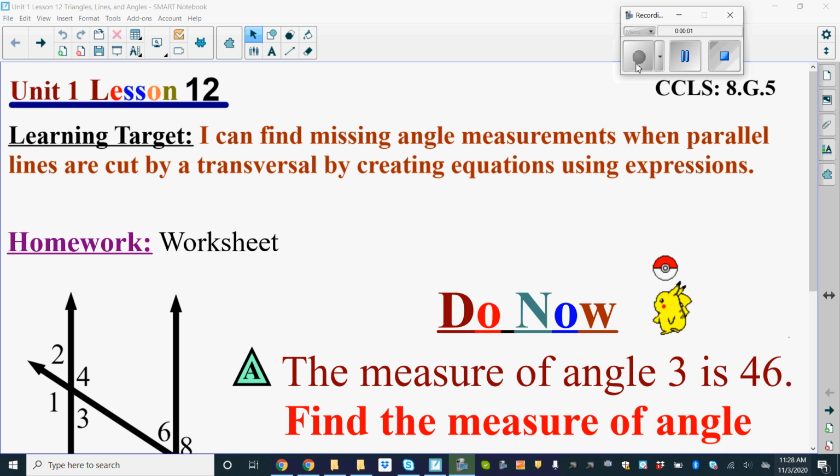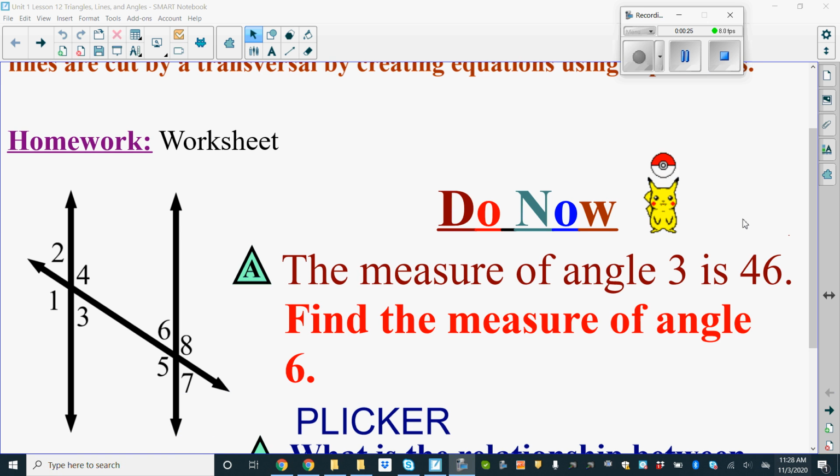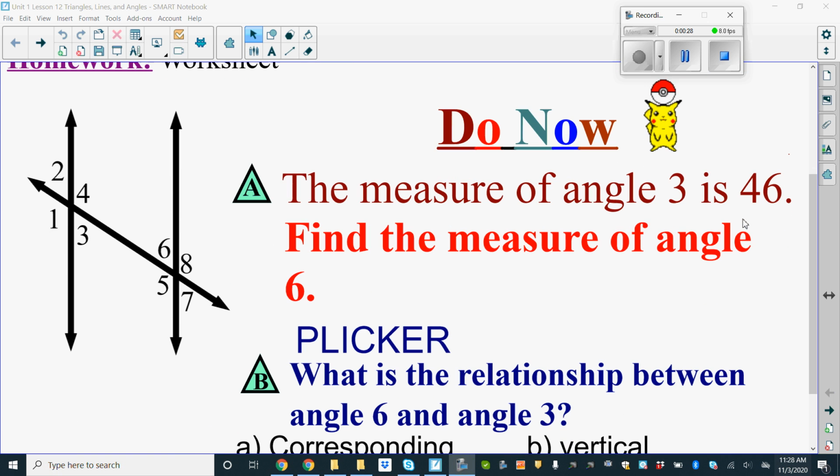Hi everyone, so today we are going to be working on Unit 1 Lesson 12, and the learning target is: I can find missing angle measurements when parallel lines are cut by a transversal by creating equations using expressions. So we're going to, as we've seen before, solve for missing angles, but now we're going to use expressions and solve for a variable that will then help us solve for that angle measurement.